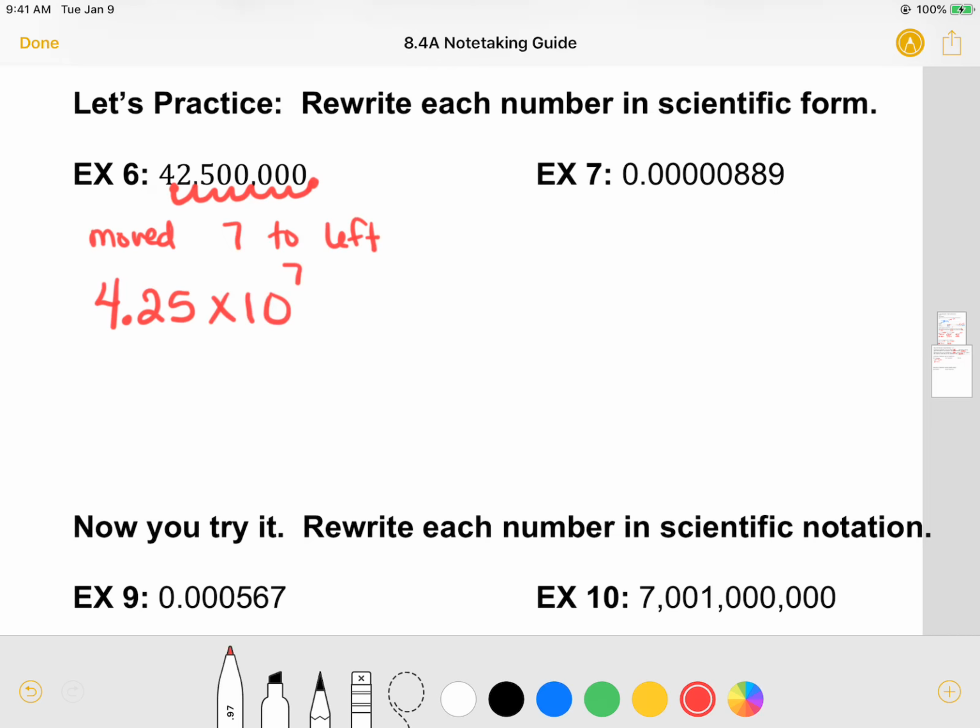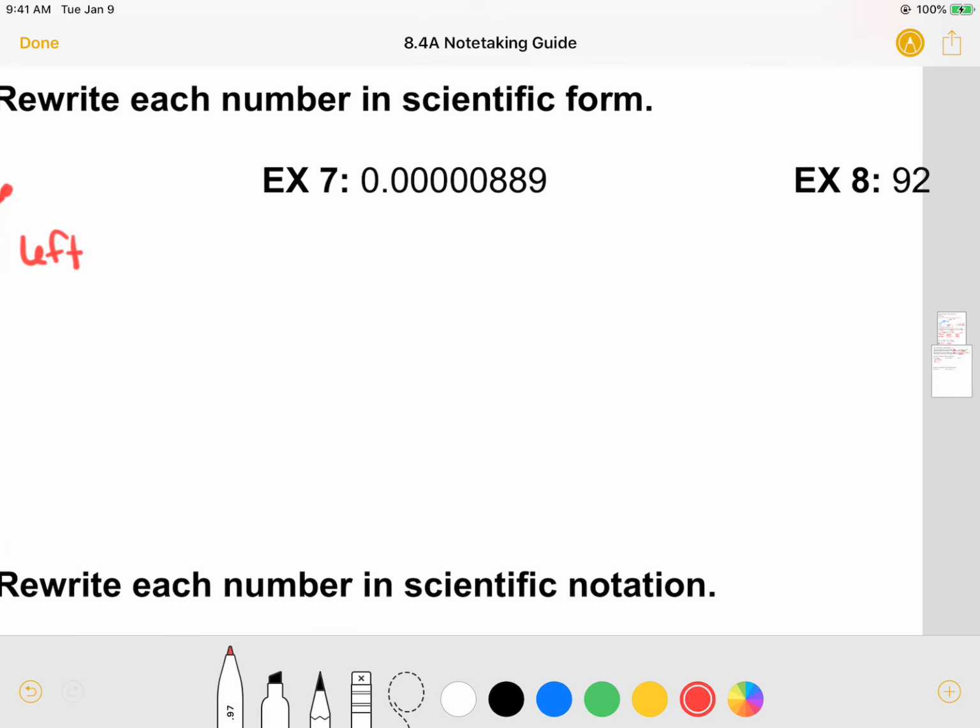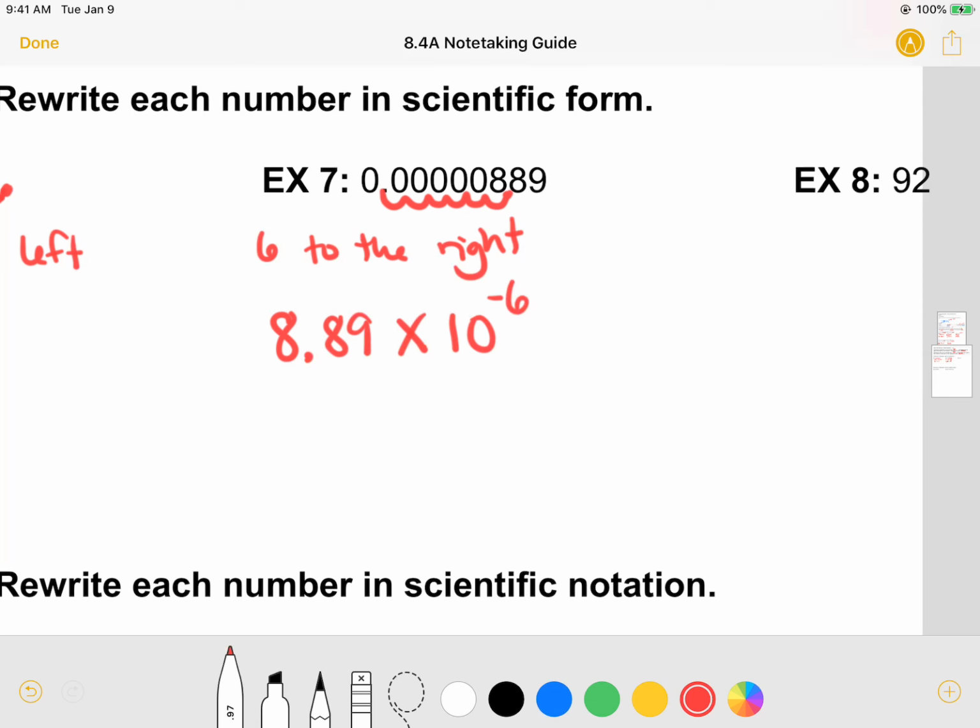Okay, let's look at example 7. This is a very small number, so we're going to be moving our decimal to the right. So we're going to move it 1, 2, 3, 4, 5, 6 times. So we went 6 to the right, and that means our exponent is going to be a negative 6. So we're going to write this number as 8.89 times 10 to the negative 6.